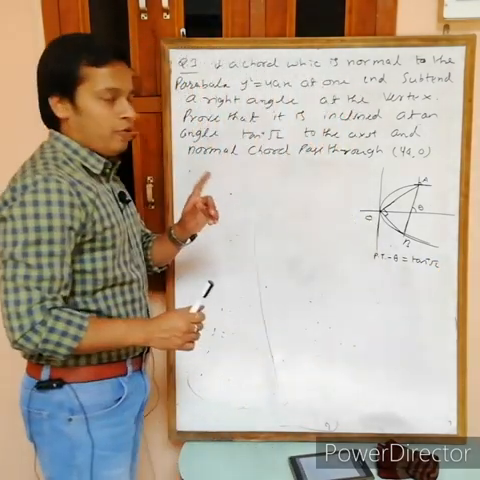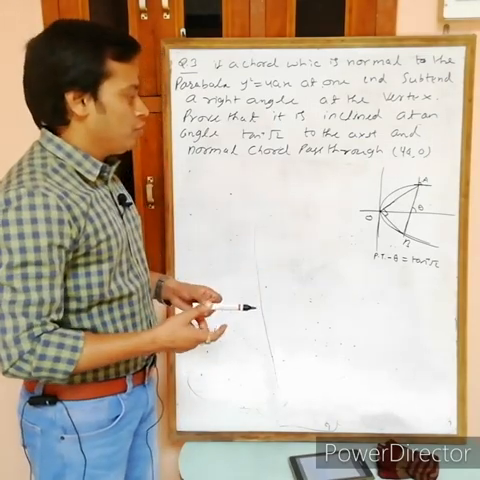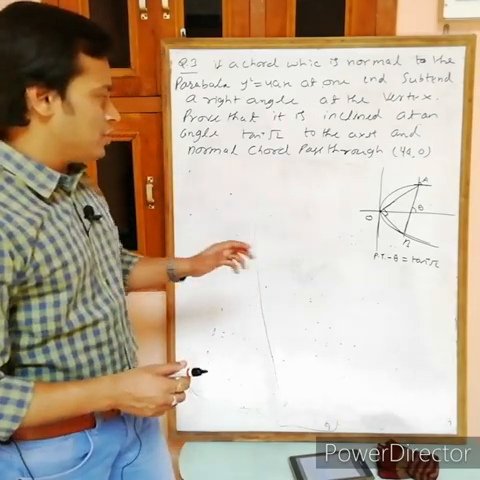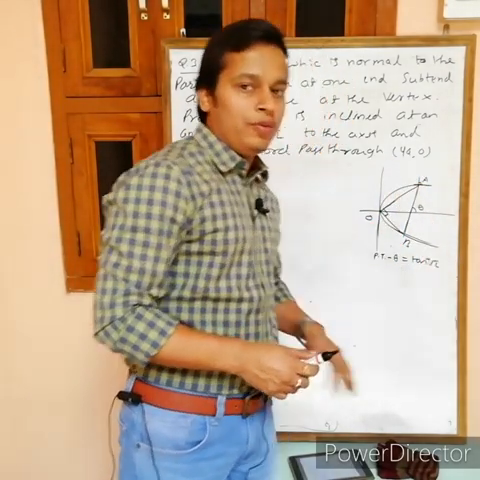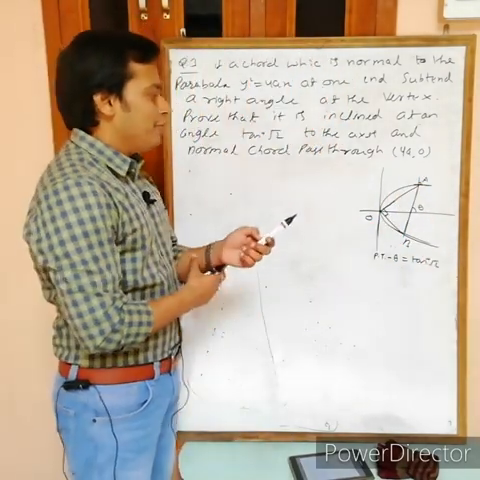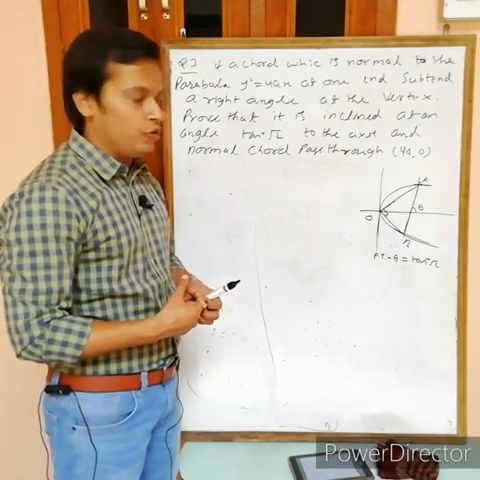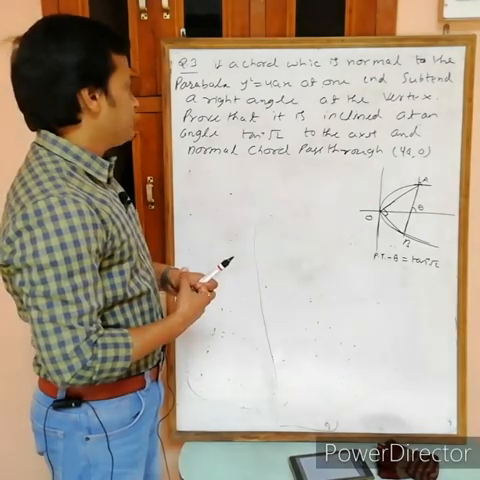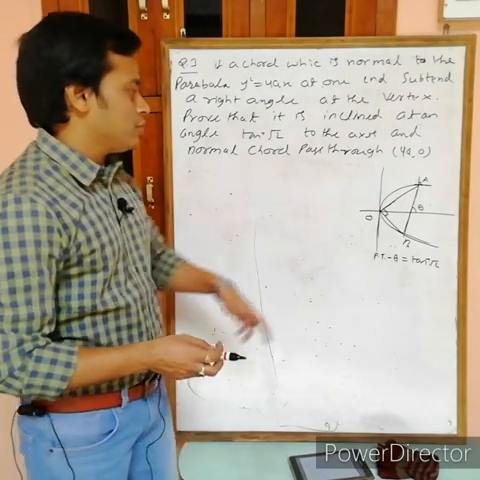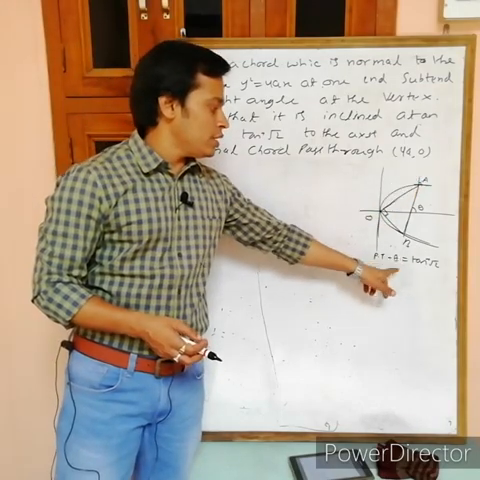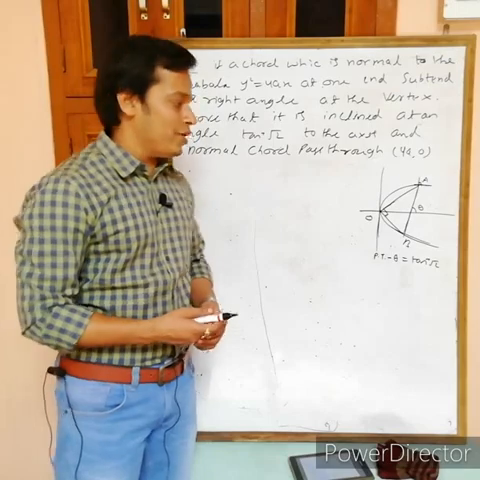It means one possible value of theta is tan inverse root 2. Maybe you will get two values because here we have two options. Either the chord is like this one or this one, because of symmetry. So maybe you will get another angle also, but one angle must be tan inverse root 2 to the axis, and the normal chord passes through 4a comma 0. And when this angle is equal to this one, then the normal chord passes through 4a comma 0.